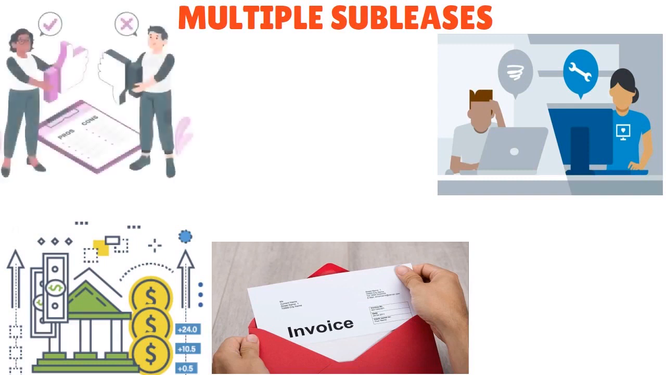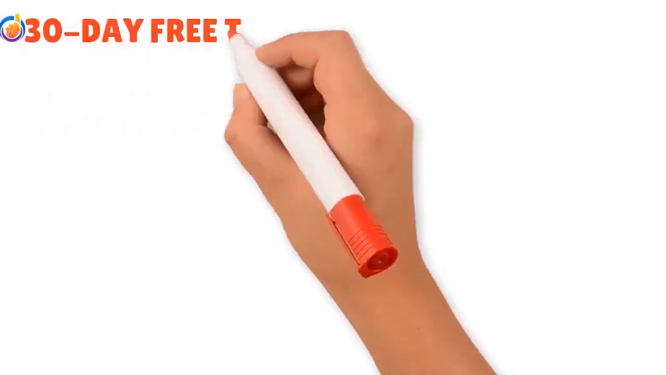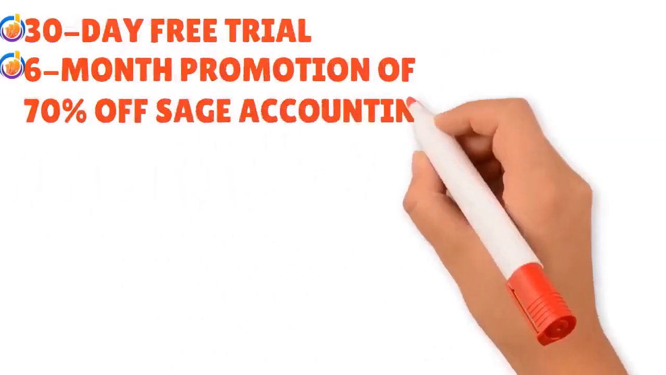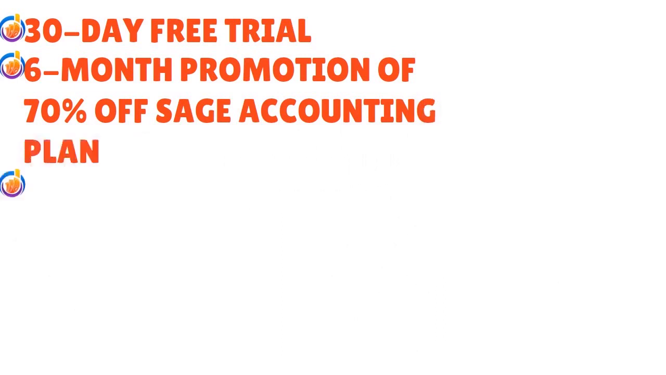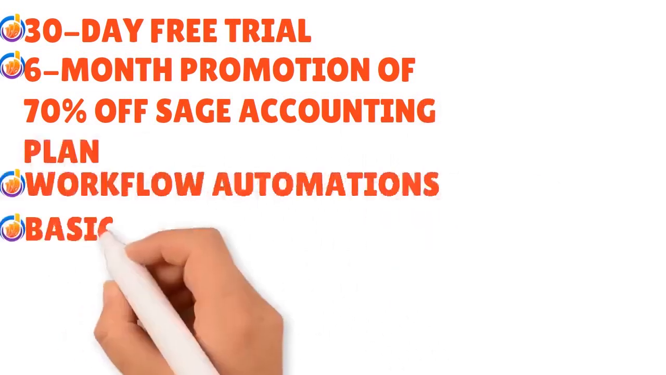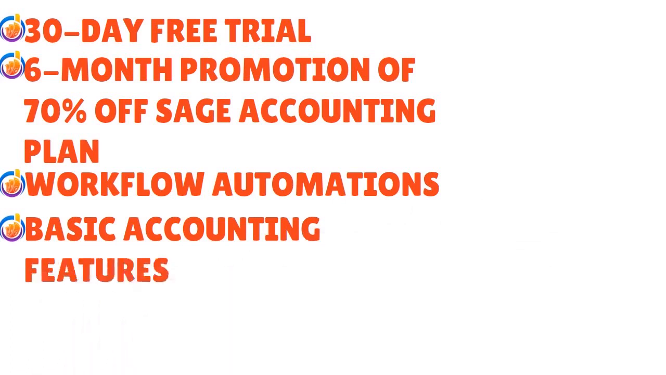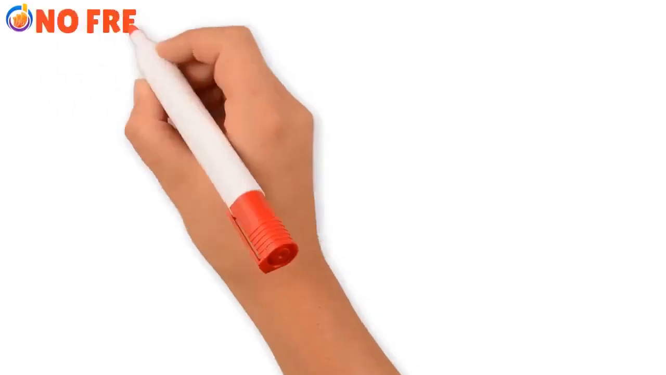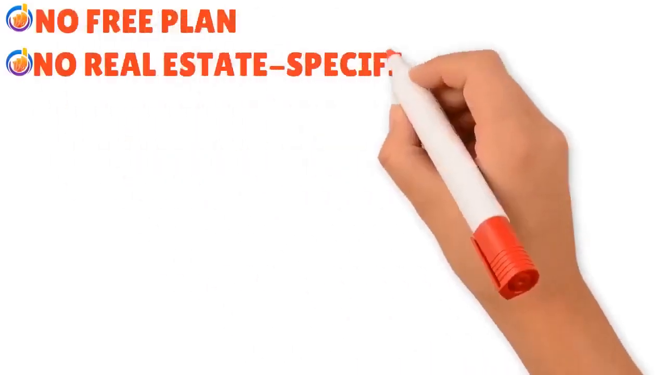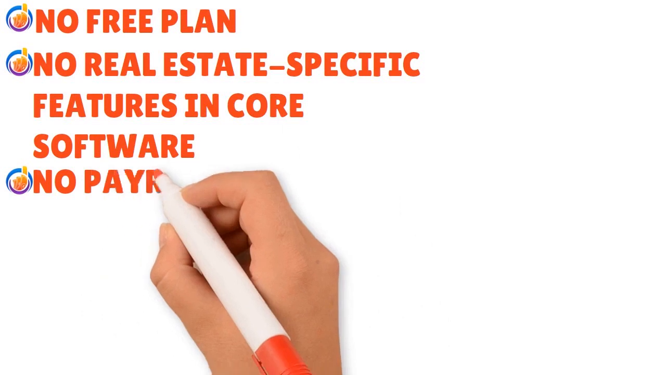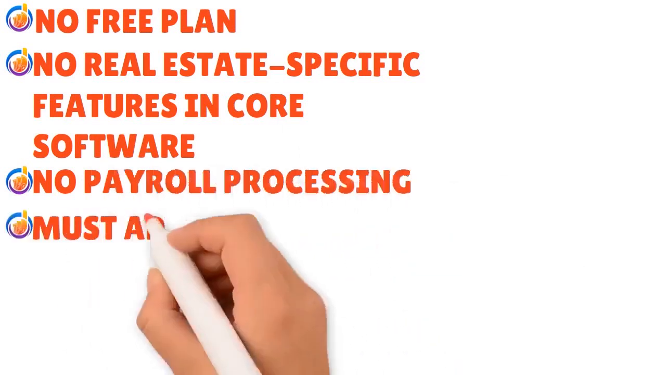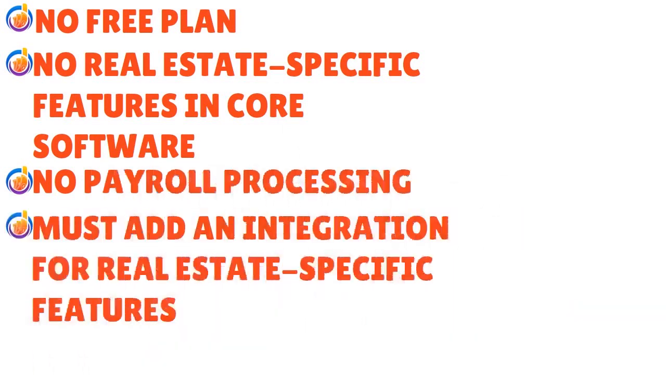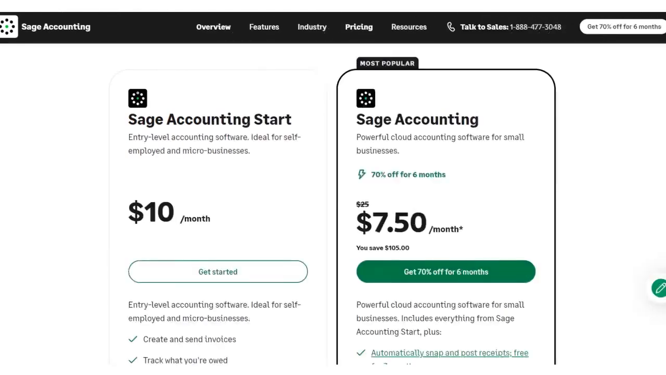And here are the pros and cons of this software provider. So pros, you have a 30-day free trial, a 6-month promotion of 70% off a Sage Accounting plan, workflow automations, basic accounting features, and cash flow forecasting. What about the cons here? There is no free plan, there are no real estate specific features in the core software, and there is no payroll processing. And you must add an integration for real estate specific features. Here is the pricing for Sage Accounting as of the date of this show.